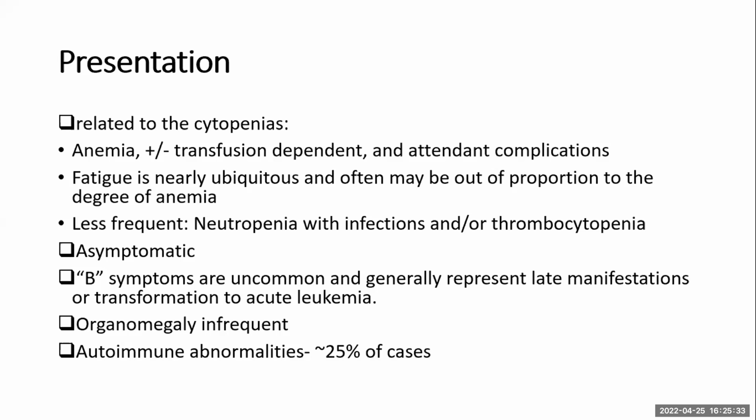And then some may present with B symptoms, but this is uncommon. It generally represents late manifestations of the disease or transformation to acute leukemia. So if you see a patient with MDS presenting with constitutional symptoms, then you should be worried that this may actually be a high-risk patient or a patient that is progressing or transforming to acute leukemia. Organomegaly, like splenomegaly and hepatomegaly, is quite infrequent in MDS. And then in about a quarter of patients, you can see autoimmune abnormalities, and these have actually been blamed as part of the etiology of this disease as well.